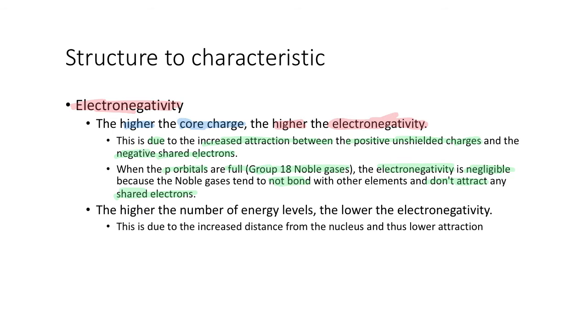Those outer electrons shield the inner parts fairly well. However, then we have the higher the number of energy levels, the lower the electronegativity. So remember, electronegativity is the pulling power of the nucleus. If those electrons are at a higher energy level, that means they're further away. Since they're further away, they have lower attraction, because this electrostatic attraction doesn't work very well over long distances. So the further away it is, the less attraction there is, which means a lower electronegativity. Okay, let's move on.